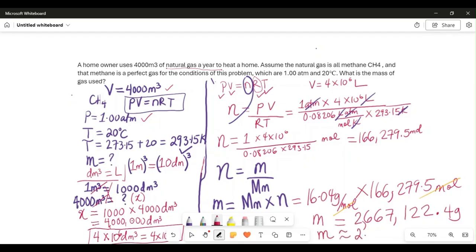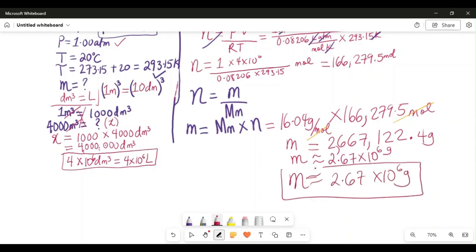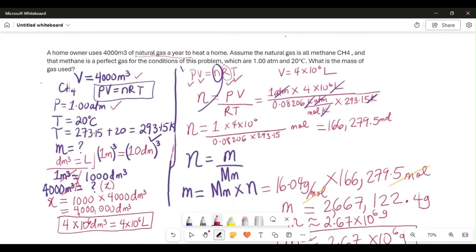We end up with 2.67 times 10 raised to the power of 6 grams. So the answer to this question is simply that the mass is 2.67 times 10 raised to the power of 6 grams. That is the mass of gas used in the entire year to heat up the home.